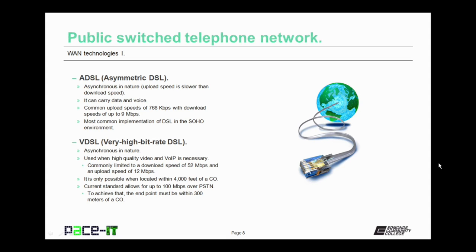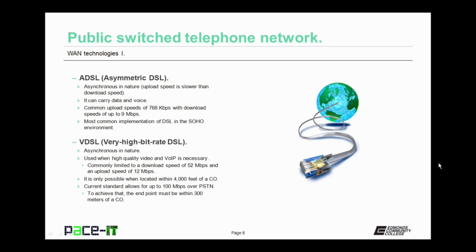It's asynchronous in nature. That means that the upload speed is slower than the download speed. ADSL can carry data and voice. Common upload speeds for ADSL are 768 kilobits per second, with download speeds of up to 9 megabits per second. It is the most common implementation of DSL in the small office, home office environment.